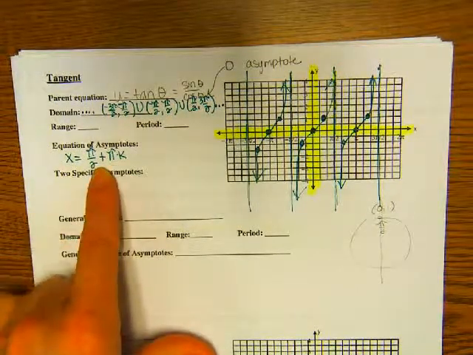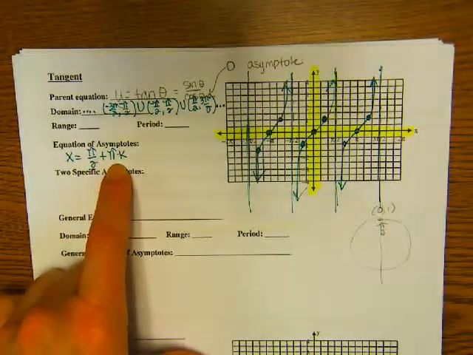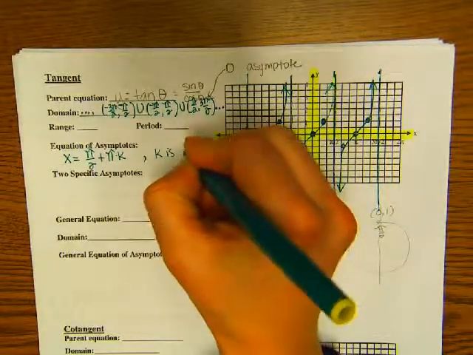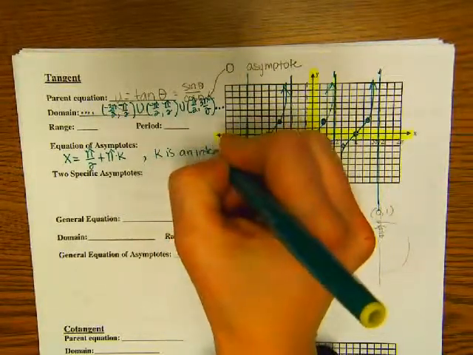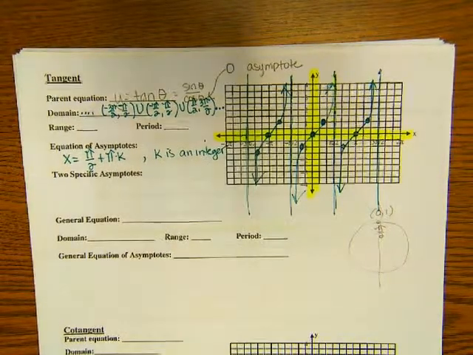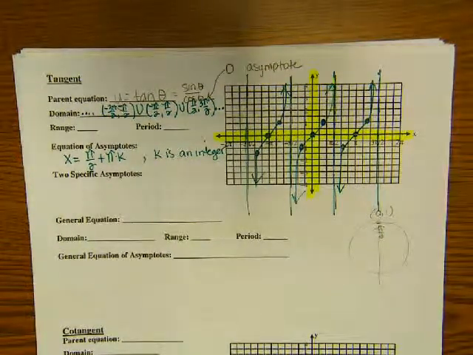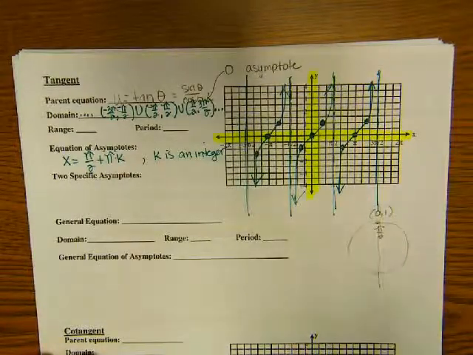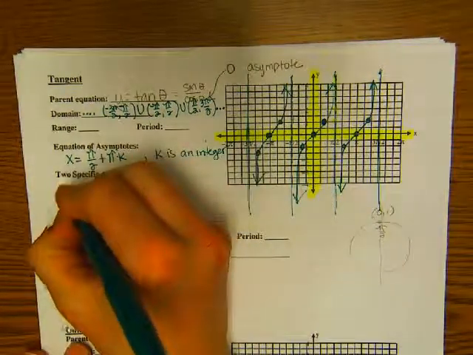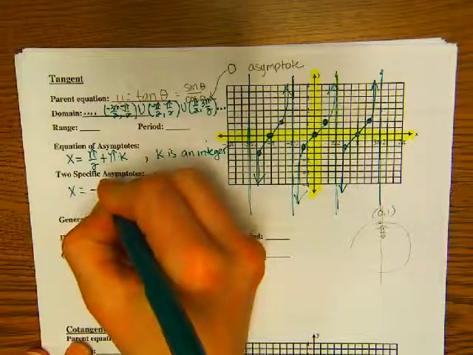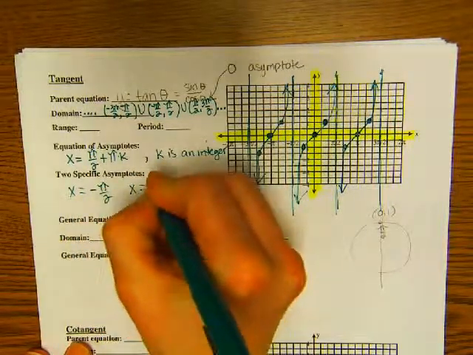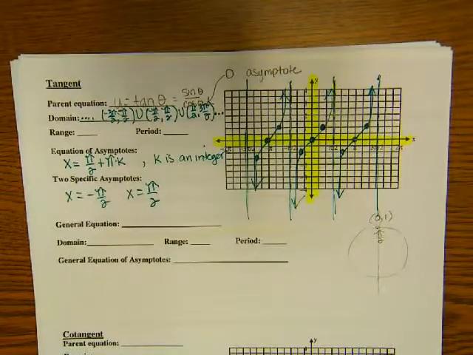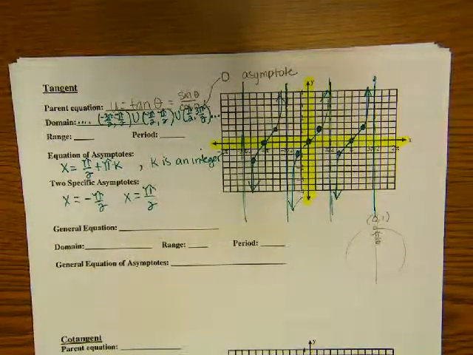I'm going to write pi halves plus pi times k. And what that means is we start at pi halves and we can add on integers of pi. So I'm going to write where k is an integer. Alright, pick any two specific asymptotes on the graph. Let's see. Negative pi halves I'll pick, and pi halves.